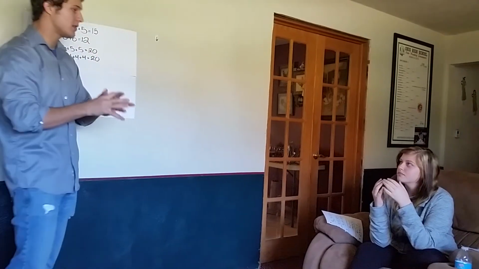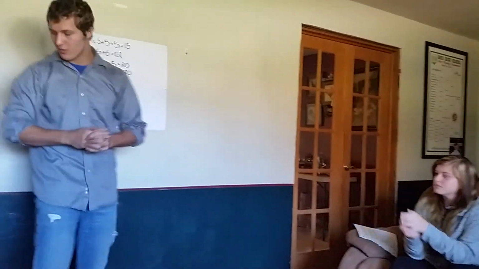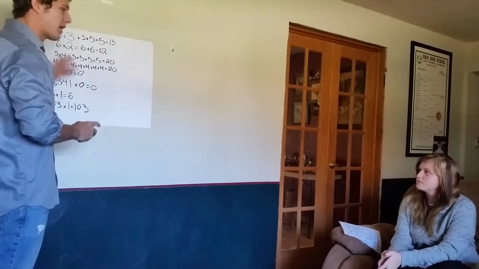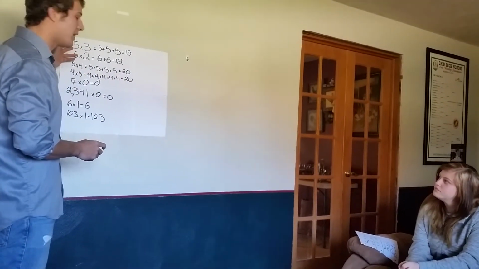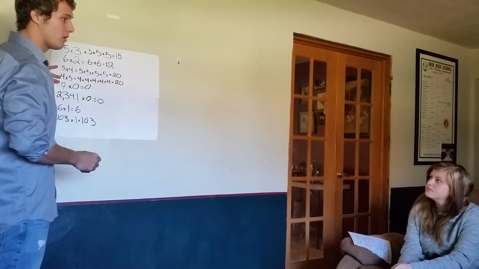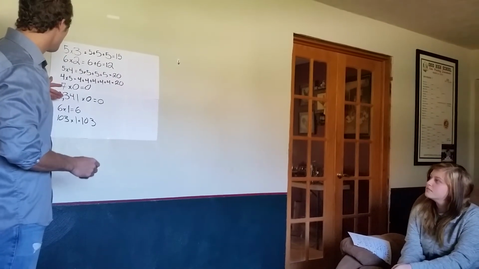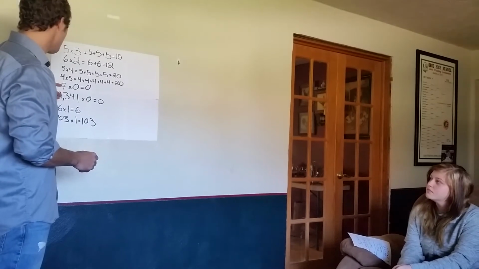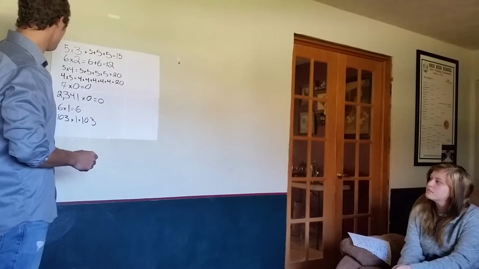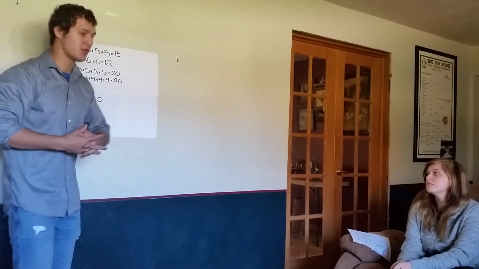Understand? Any questions? No. Alright, so what did we learn today? Today we learned that multiplication is simply repeated addition. Multiplication can be done in any order. Anything multiplied by 0 is 0. Anything multiplied by 1 is itself. And we also learned the nines trick.